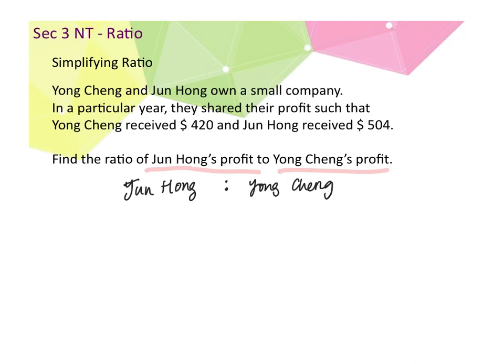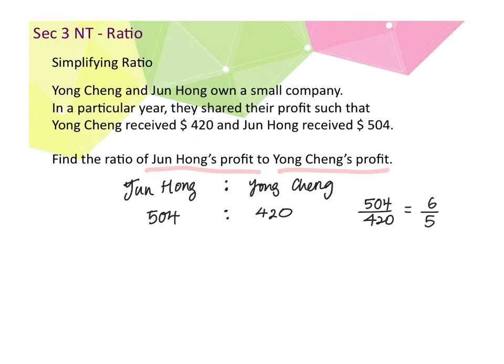So Junhong's profit is to Yongqing's profit. How much did Junhong get? Junhong received $504 and Yongqing received $420. You notice that I did not write the units because both the units are exactly the same, so I left out the units. How can I simplify this in a more efficient way? I can take my calculator, 504 over 420, and I will get the ratio 6 is to 5.